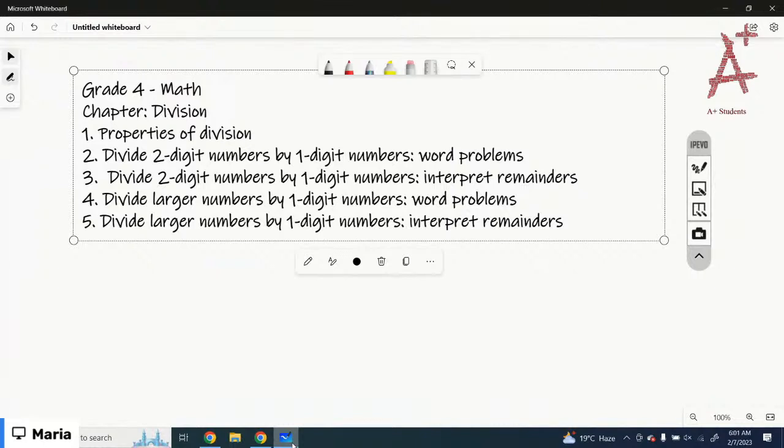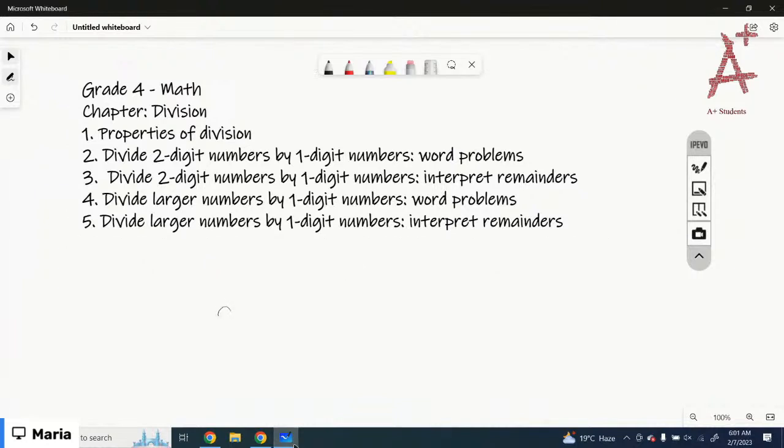So we're going to start with grade 4 maths. You can find all the lessons on aplusstudents.com. You have to log in there using your email address and password as provided by the administrator. Then you have to select math from the subject tab. Scroll down to grade 4 and then click on view all lessons.